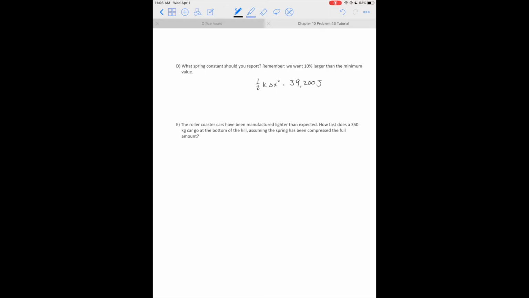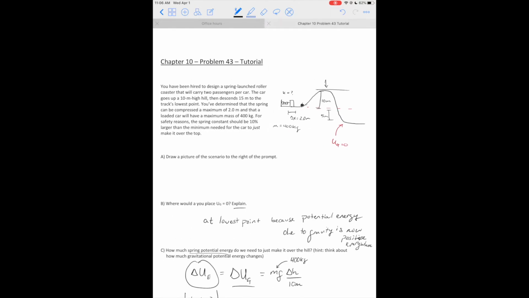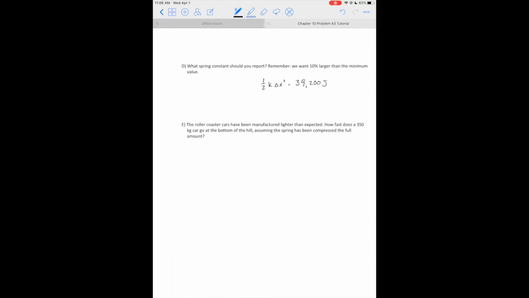And we can divide by, we said it was 2 meters. Yes, maximum 2 meters of compression. So we'll double it and then divide it by 2 twice because it's squared. We get a k value equal to 19,600 newtons per meter. And this is a reasonable spring constant for something that is going to essentially propel a cart through a roller coaster.